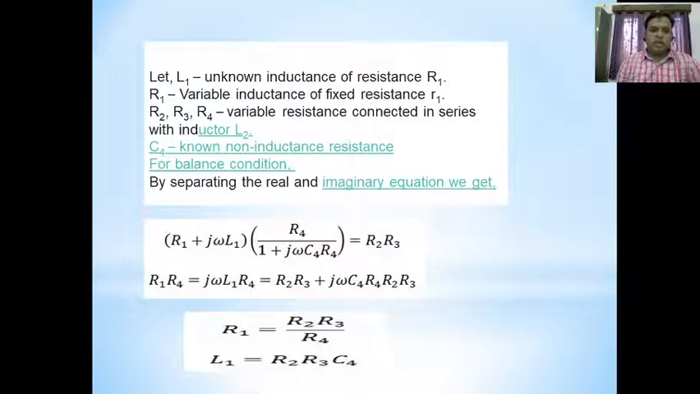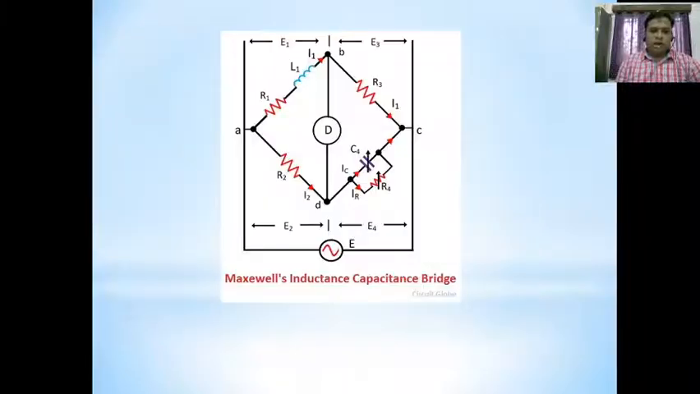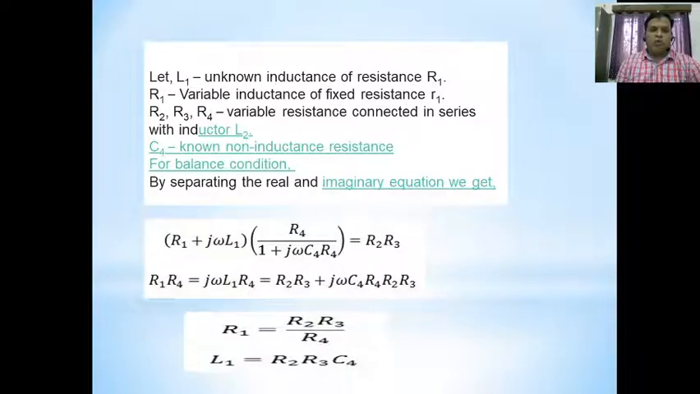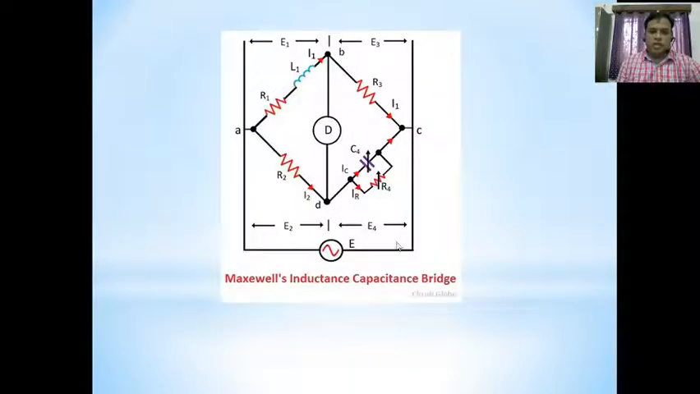For the balancing equation, C4 is a known non-inductive element. For the balance conditions, by separating the real and imaginary parts, we get (R1 plus j omega L1) into (R4 by 1 plus j omega C4 R4) is equal to R2 R3. Here R2 and R3 are the resistances in the opposite arms. You can see these are the opposite arms. We write this by the balance equation Z1 Z3 is equal to Z2 Z4.